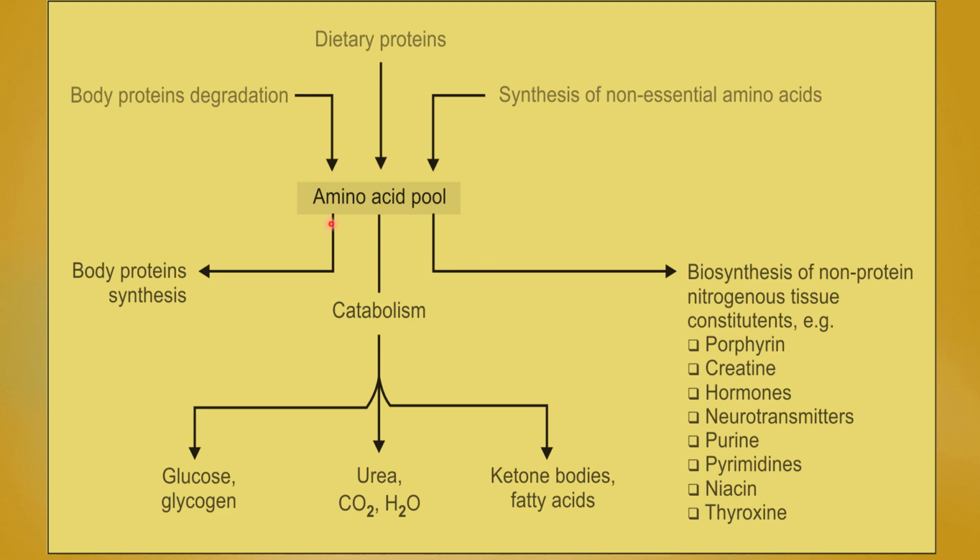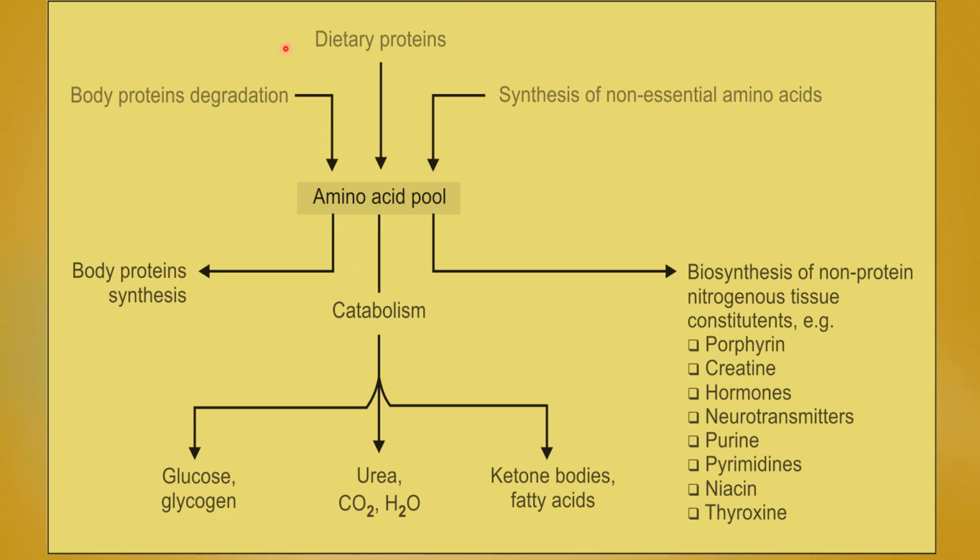Similarly here, the amino acid pool remains in the blood. It is around 100 grams of free amino acids, available at all times in a healthy adult. So how is this pool maintained? There are various sources which add to the pool, like body protein degradation, from the degradation of various proteins of the body, skeletal muscles and other tissues. So they are adding to the pool.